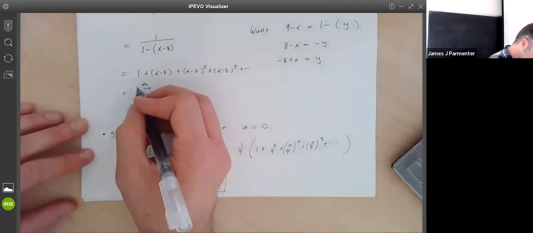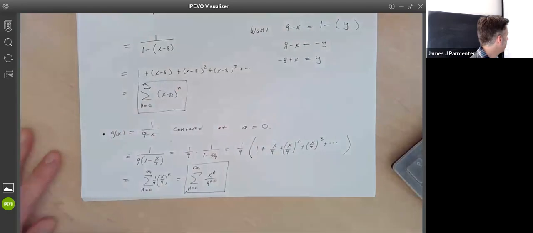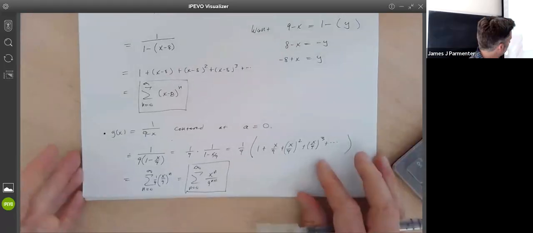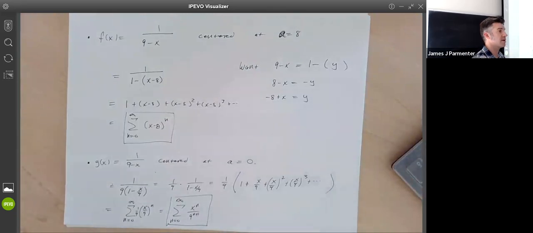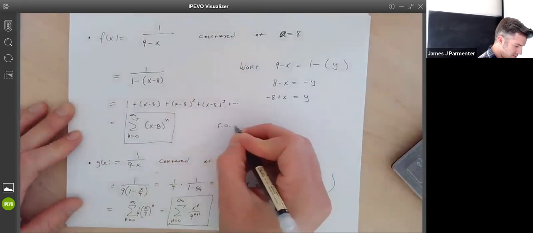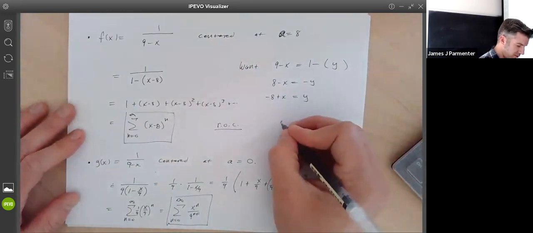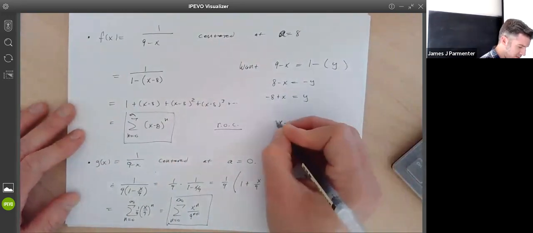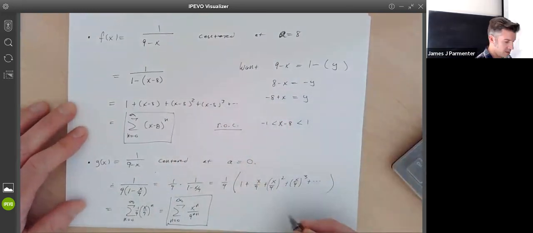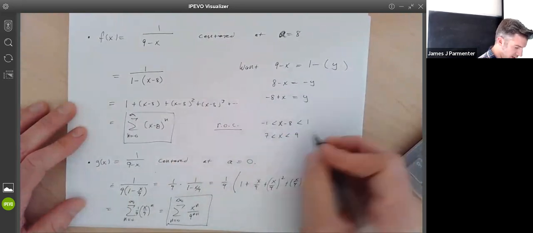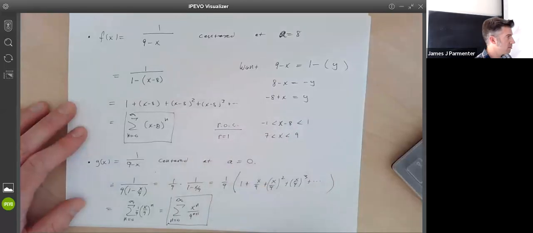So, question. Which of these is the better one? Well, that's not a very good question. Why would one of them be better than the other one? Let me ask you a different question. Which of these converges for more values of x? What's the radius of convergence here? Well, we know that for a geometric series, the ratio has to be between -1 and 1. So here x is between 7 and 9, and our radius is 1.